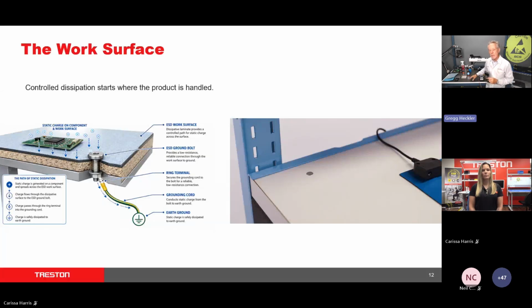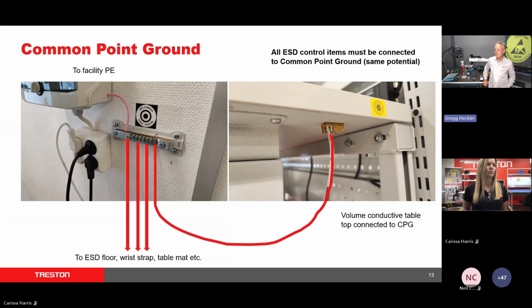So an important function of the work surface is controlling how fast we get rid of that charge. When we're in a certain resistance range, we'll dissipate the charge, but we'll do it completely to ground without zapping the device. Exactly. So speaking of ground, let's talk about common point ground.